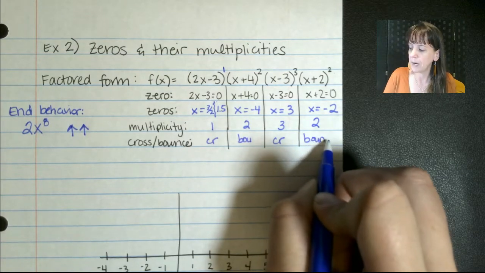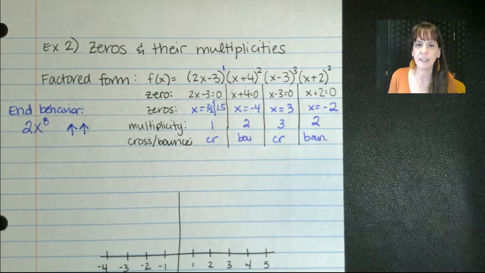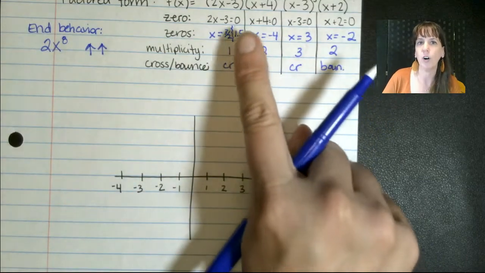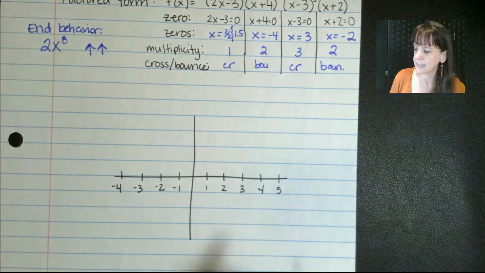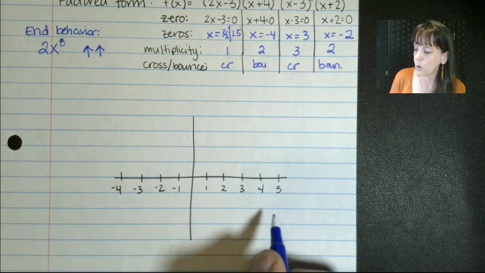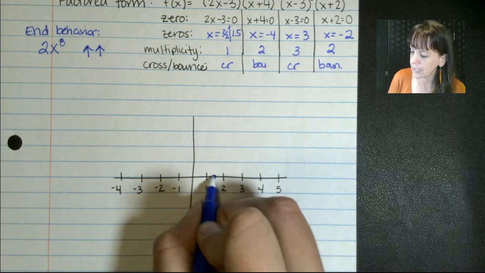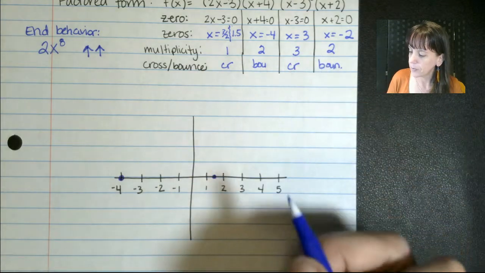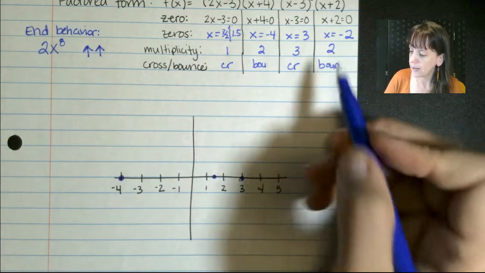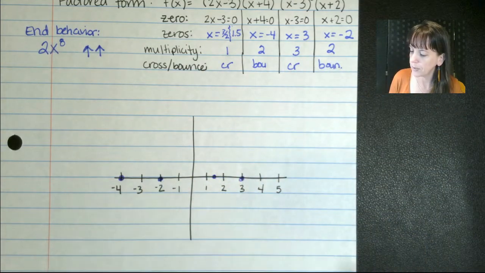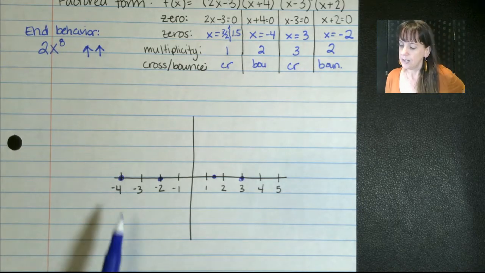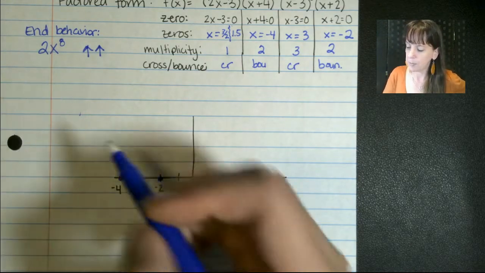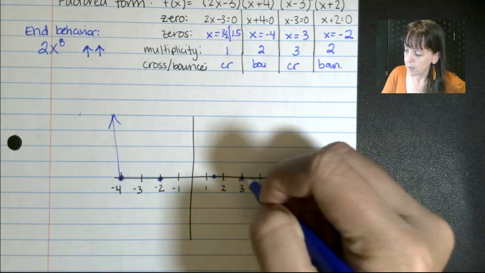So what do I mean by bounce? Well, here's what we do. We're going to take this and we're going to mark all of these on our x-axis. So 1.5 is going to be right here. Then we've got -4 and 3 and -2. Okay, so our end behavior, remember, is up, up. So it's going to go like this, up, up.